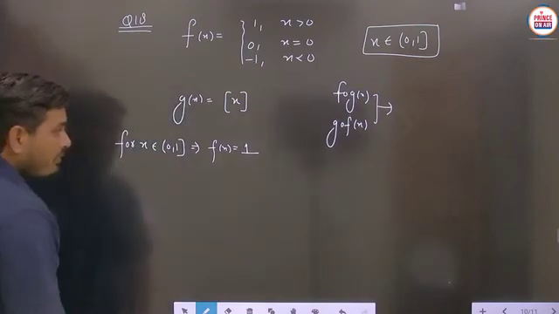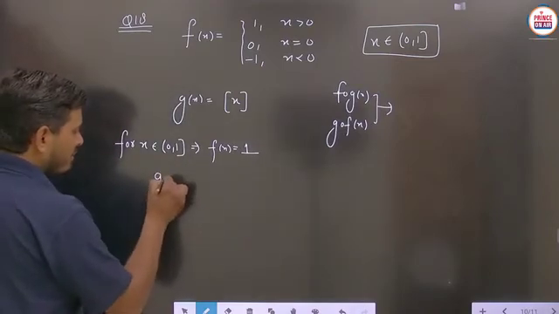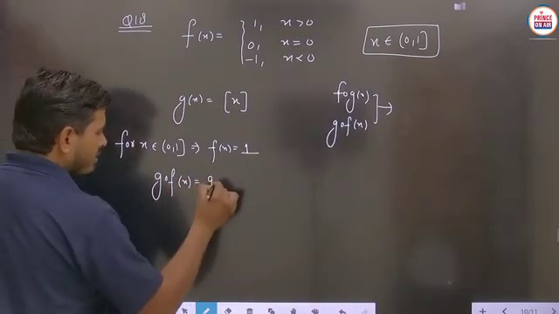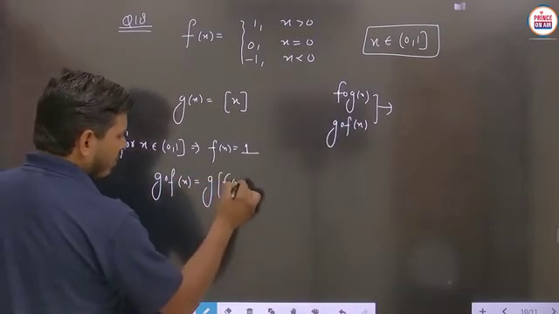Now students, we have to calculate gof(x). So gof(x) will be represented as g of f of x.